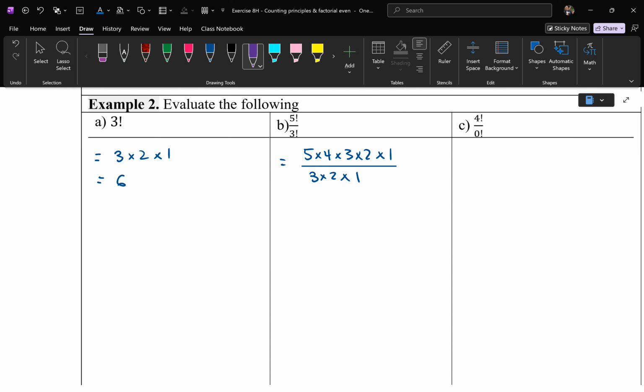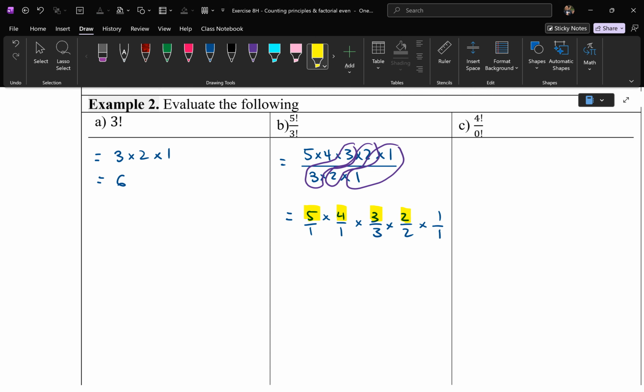Hopefully you realize now that because we're timesing, notice that it's 3 over 3, and then 2 over 2, and then 1 over 1. So it means you can actually write it as 5 times 4, over 1 over 1, times 3 over 3, times 2 over 2, and times 1 over 1. If you just times the numerator, you get exactly what you get in the top line over here. If you times the denominator, 1 times 1 times 3 times 2 times 1 is actually the same as 3 times 2 times 1. So what's nice about it is that these cancel out.